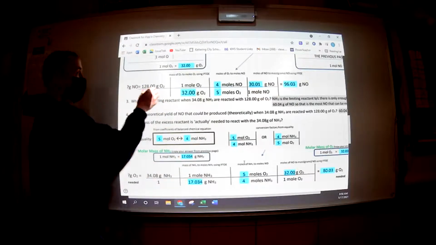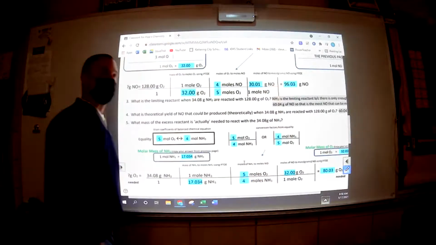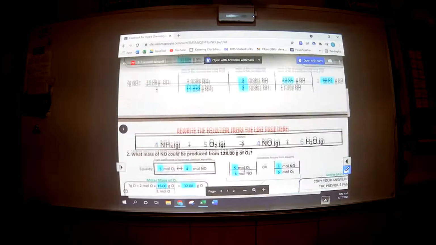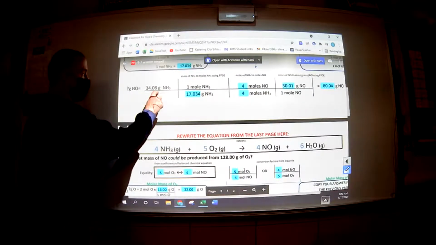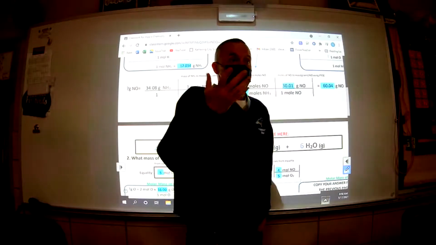We have enough oxygen to make 96 grams. However, we only have enough ammonia. 34 grams of ammonia can only make 60 grams. So that's the most we could make, 60.